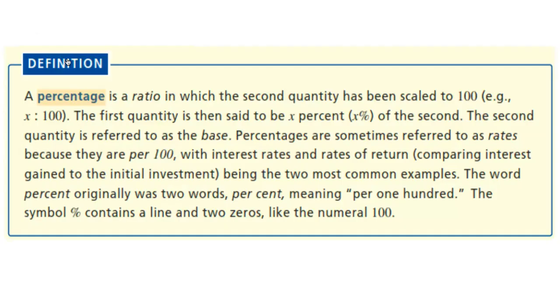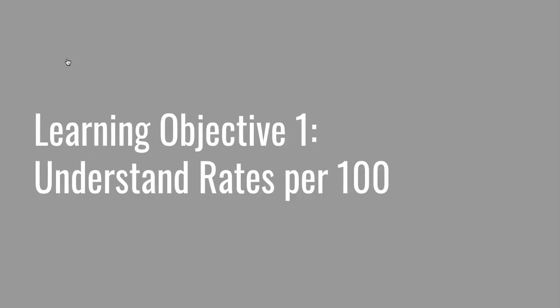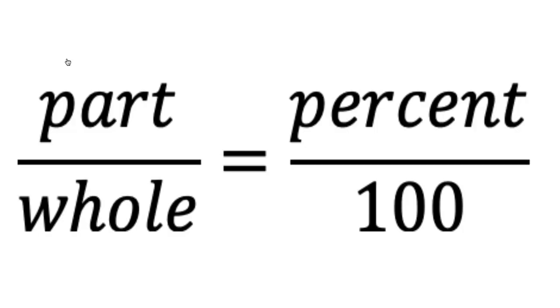All right, so let's look at the very first one. What is a percentage? It's a ratio in which the second quantity has been scaled to 100. It's out of 100. So when they say 54%, we're really thinking about 54 out of 100, okay? For the first learning objective, I want you to write this down: part over whole equals percent over 100.